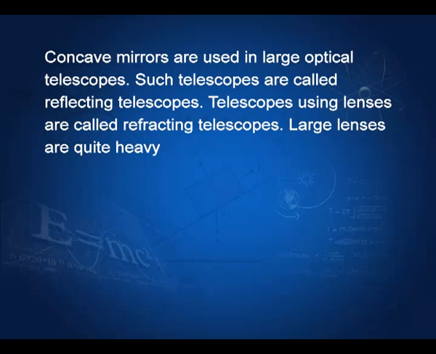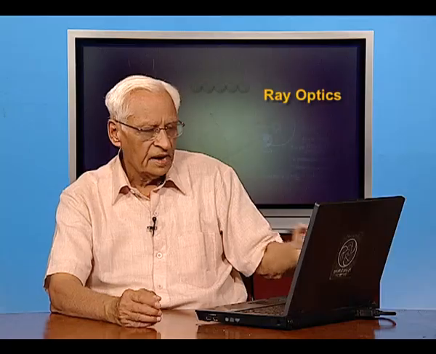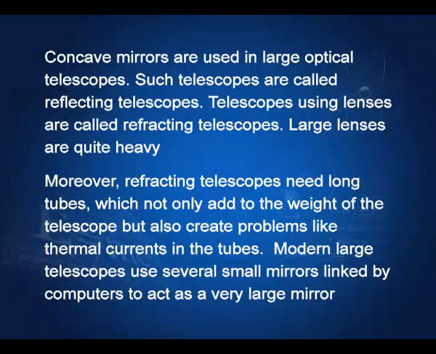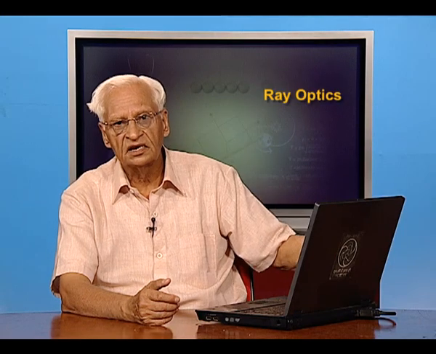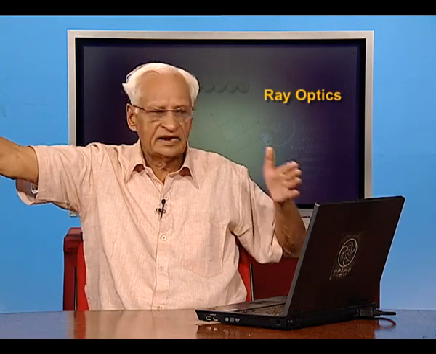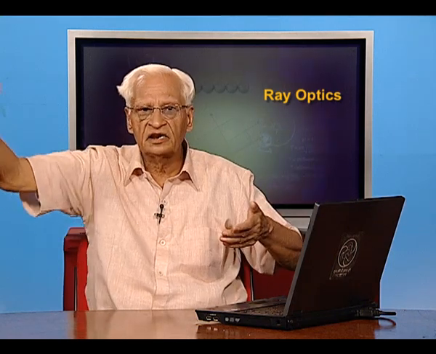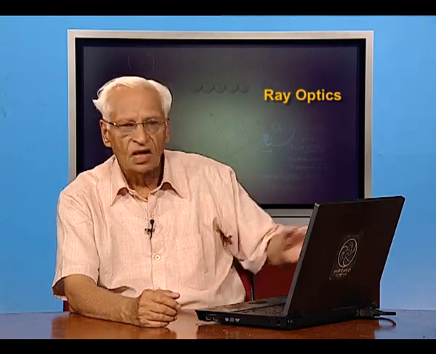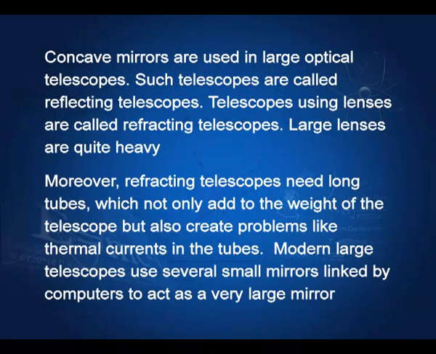Why are large lenses not used? Because large lenses are quite heavy, and mirrors are very thin and therefore not very heavy. Moreover, refracting telescopes need long tubes, which not only add to the weight of the telescope, but also create problems like thermal currents. If you have a long tube, there can be a temperature gradient and therefore there can be thermal currents. So, modern telescopes use several small mirrors linked by computers to act as a very large mirror.